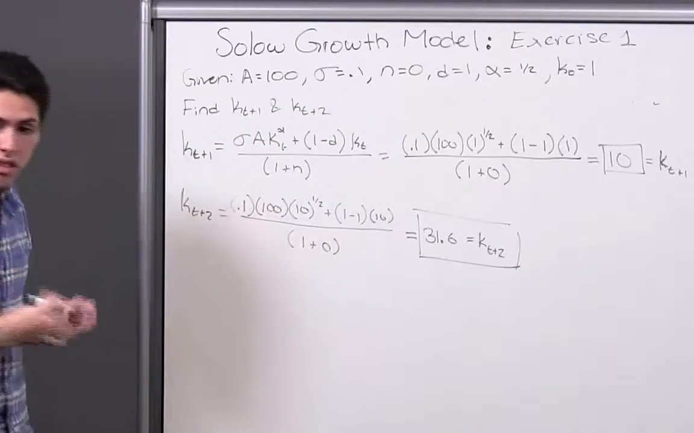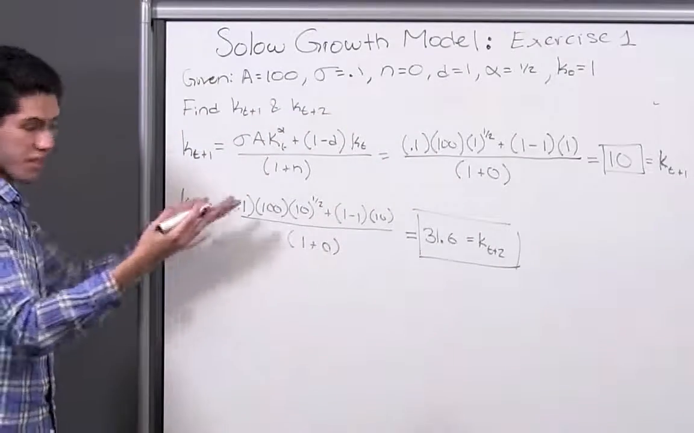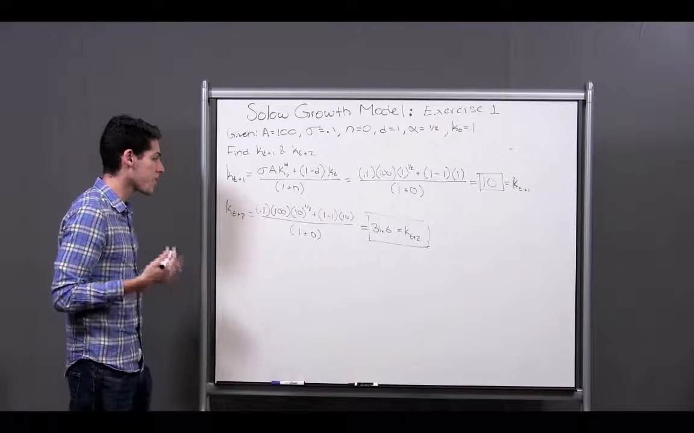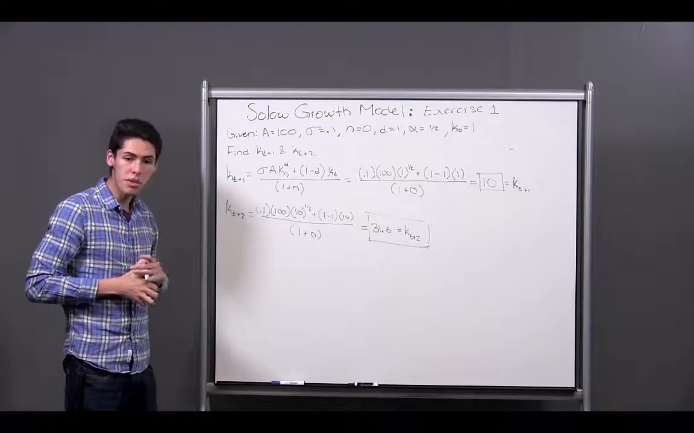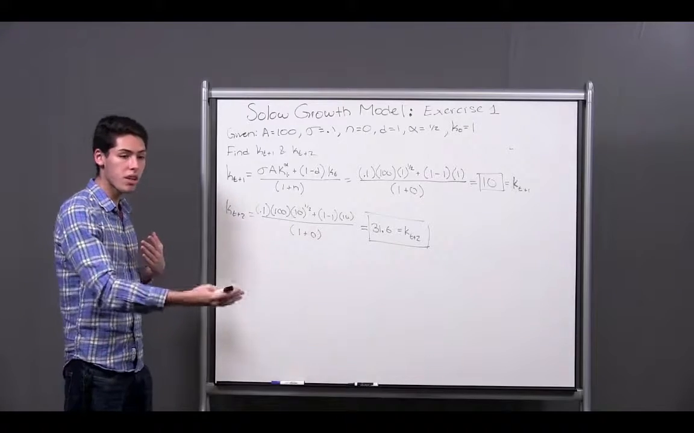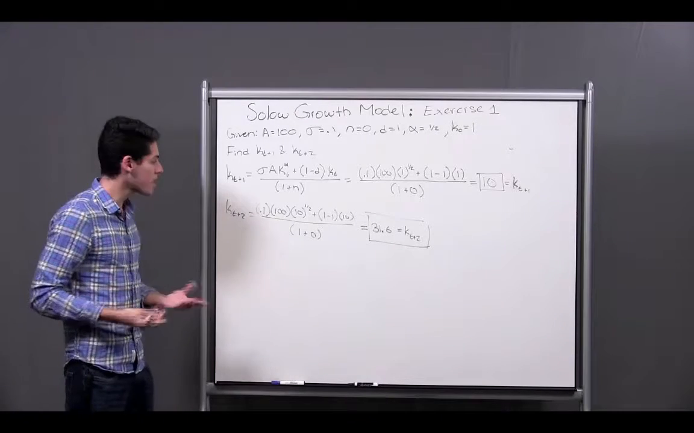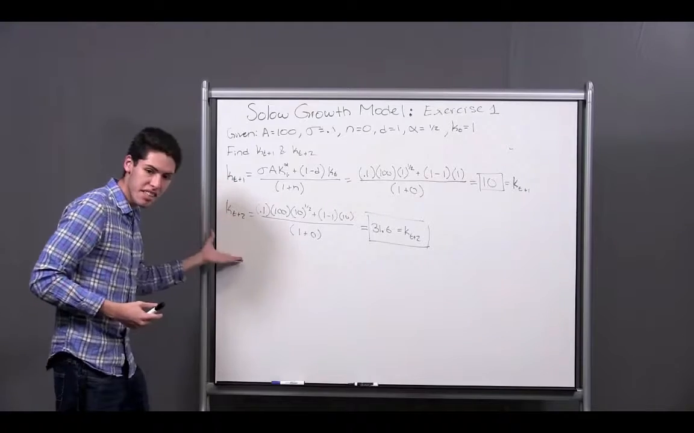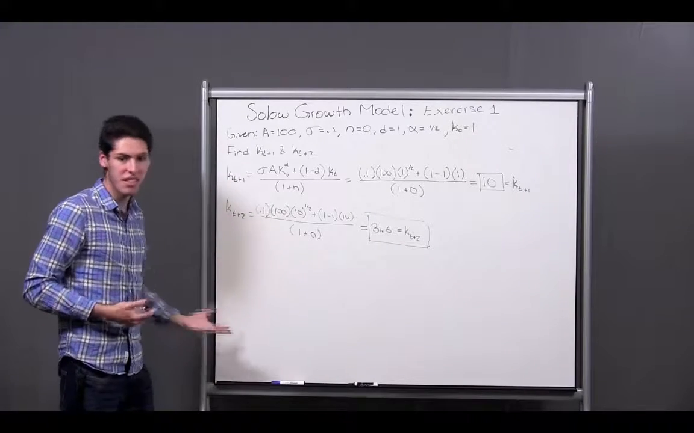And that's it. We could continue doing this forever, essentially, to find out what it would be in the long run. But in the next video, we'll be discussing how we can find capital per capita in the long run, in what's known as the steady state, without having to repeatedly keep doing this for every single time period.